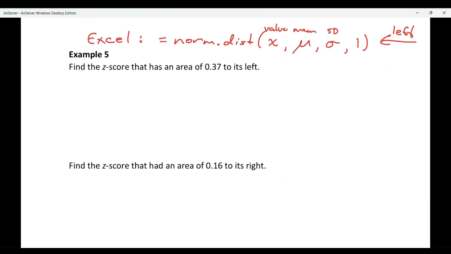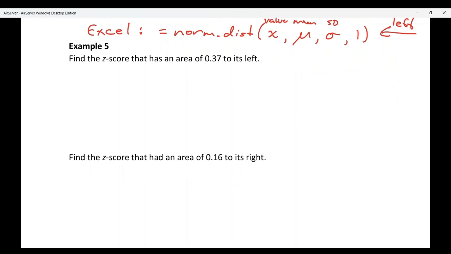Okay, let's go to our last examples on this idea specifically, and then we'll get into some other stuff here. So notice here now it says find the z-score that has an area of 0.37 to its left, and then find the z-score that had an area of 0.16 to its right. So it's flipping this around now for us. So now when we think about our picture, we don't have the z-score, we have the actual area.